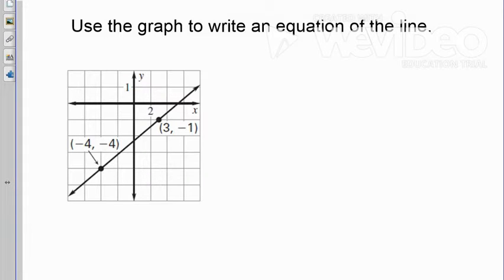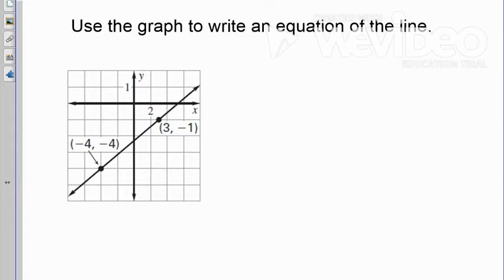Okay? Now we're going to look at a graph. It says use the graph to write an equation of a line. Notice it does not say which form you have to write it in. Okay? If it doesn't say, all you got to do is figure out, okay, well what form can I write this in? Or what would be the most efficient form, I guess. And looking at this right now, I can't really tell if I have a y-intercept that's nice and neat.